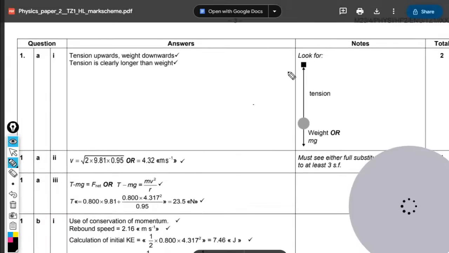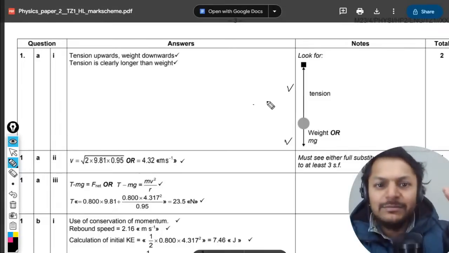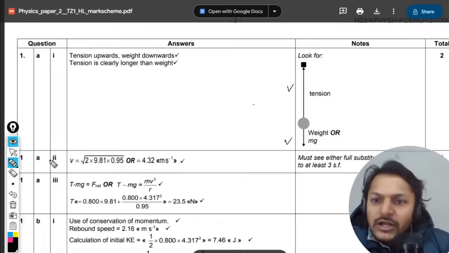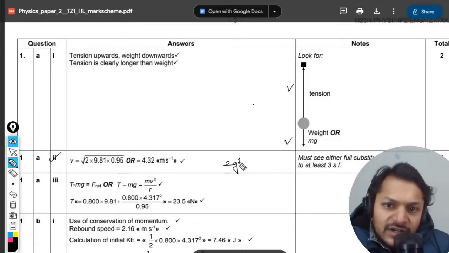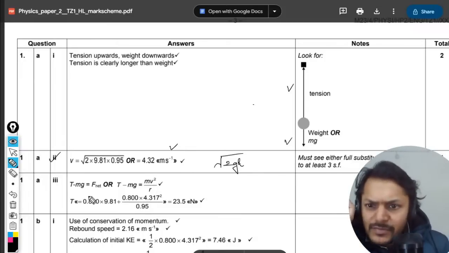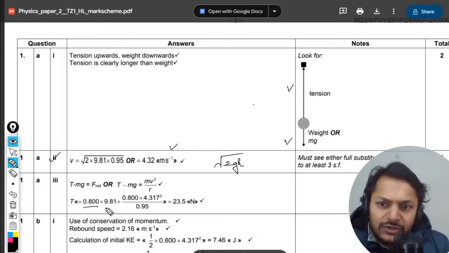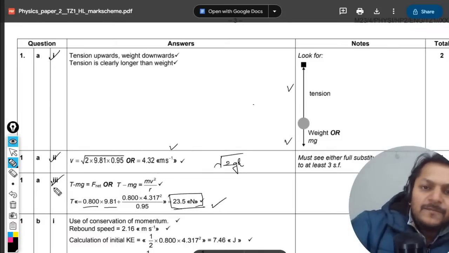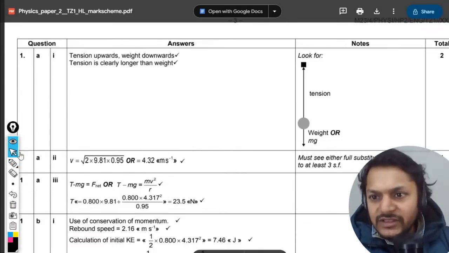As you can clearly see here, the weight is shown below and the tension is upward, and clearly the tension is bigger in magnitude than the weight. So it's exactly what I told you. Now the velocity is root of 2gh they have taken, the same thing that we did, and so the answer is 4.32. And here you can see tension is equal to mg plus mv square by r, and that is why your answer is 23.5 Newton. So 1A is completed. All the answers have been matched with the mark scheme.